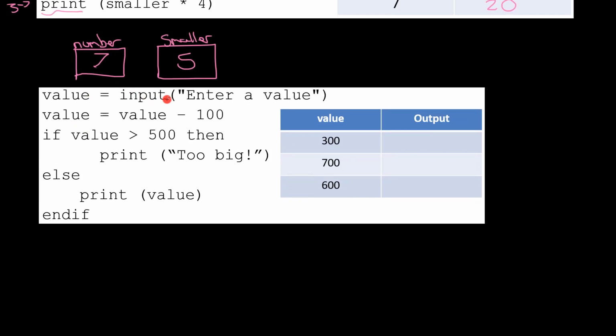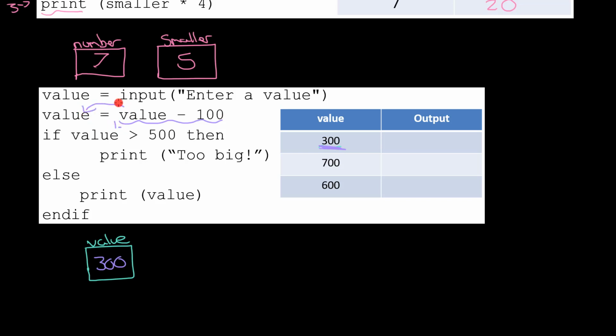Okay, value equals input, enter a value. So let's have here a box. Imagine I've got a variable here called value. And then it's input a value. So our first one here, I'm going to choose a different color. Our first one here is 300. So value is going to equal 300. Value equals value minus 100. Okay, what's happening here? Because this is the same name, value here and value there. You might see this in an algorithm. Well, what actually happens is this bit is worked out by a computer first, and then the result is stored into the variable.